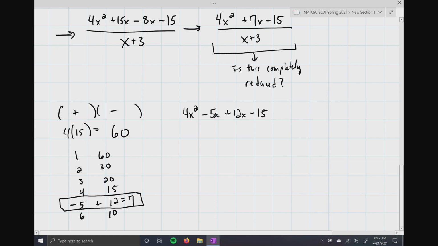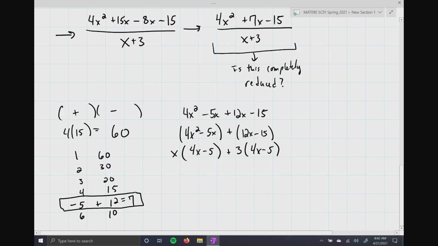Okay? Now I factor by grouping. So let's group the 4x squared minus 5x, plus group the 12x minus 15. In the first group, I can factor out an x. That's going to give me 4x minus 5 in parentheses. In the second group, I can factor out a 3. That's going to give me 4x minus 5.